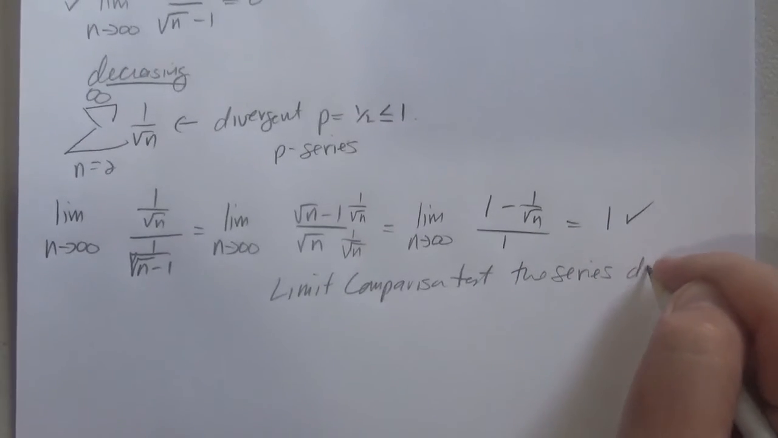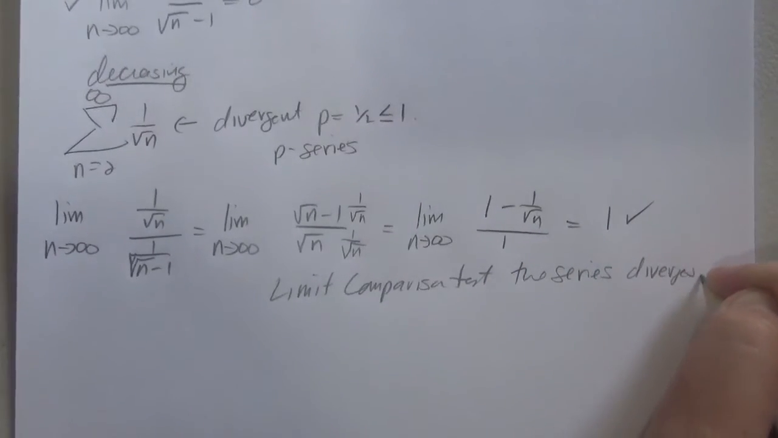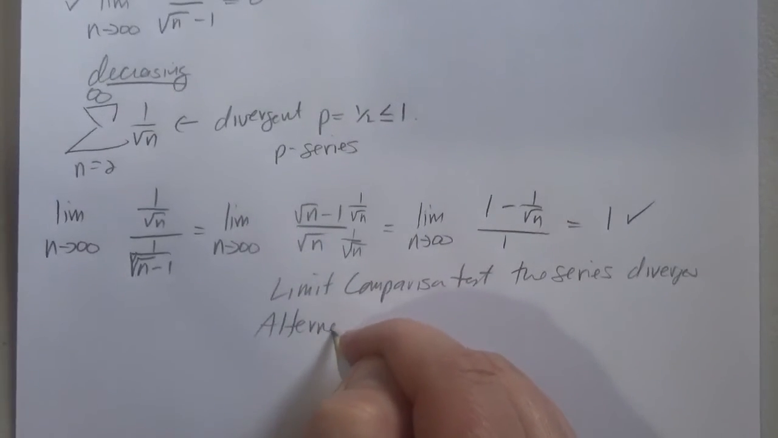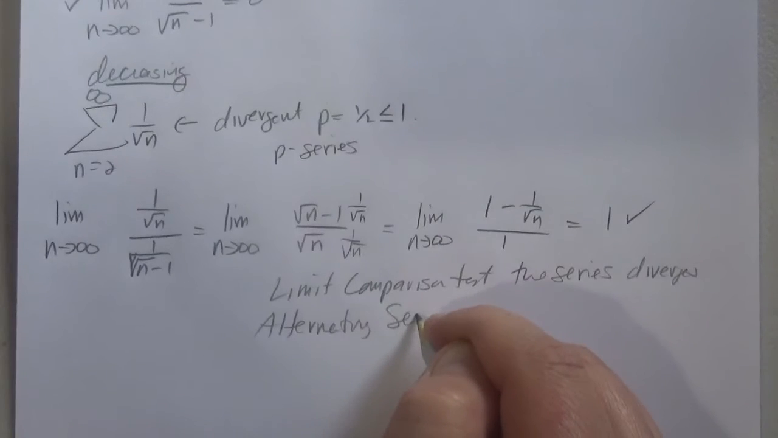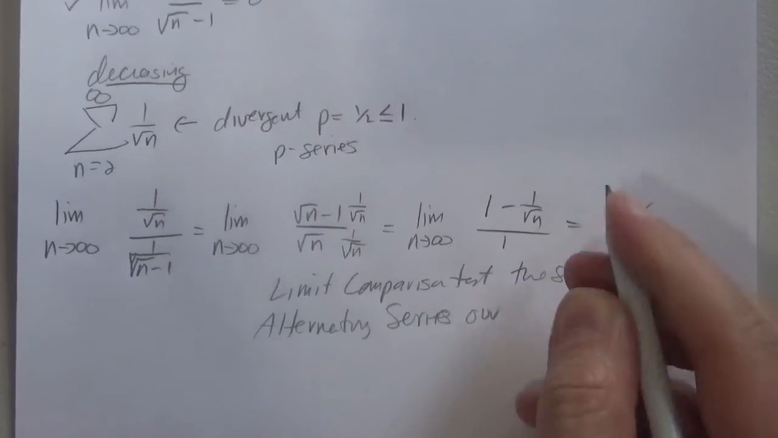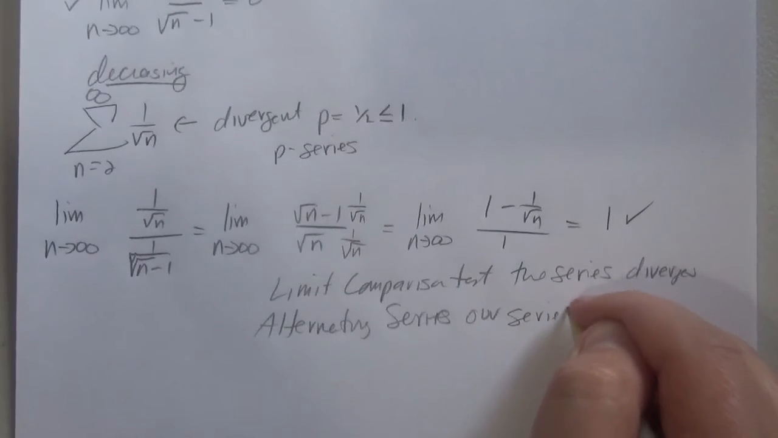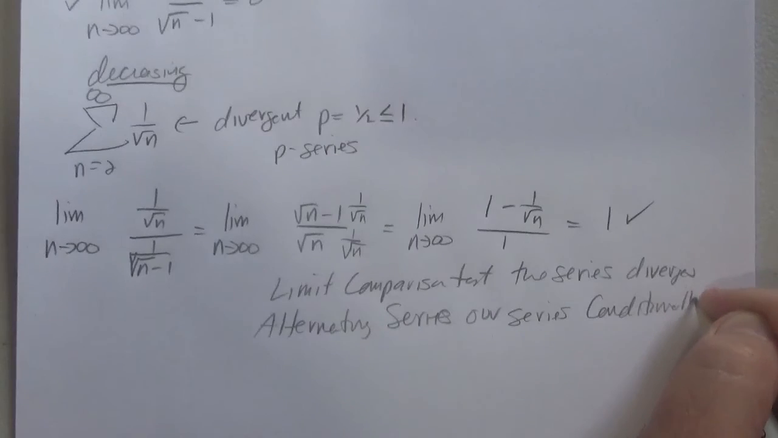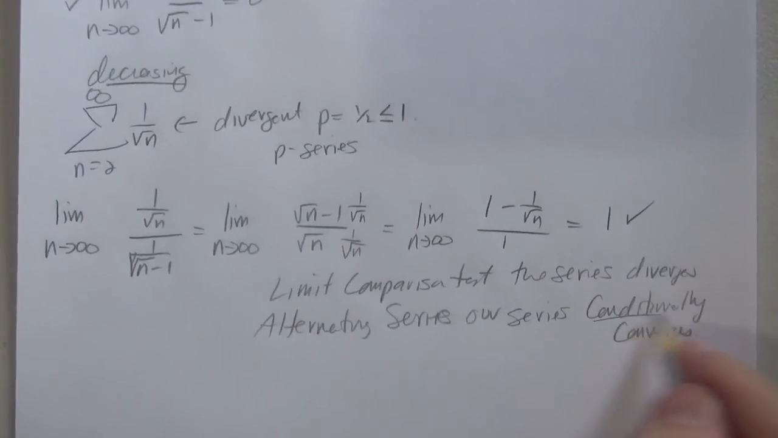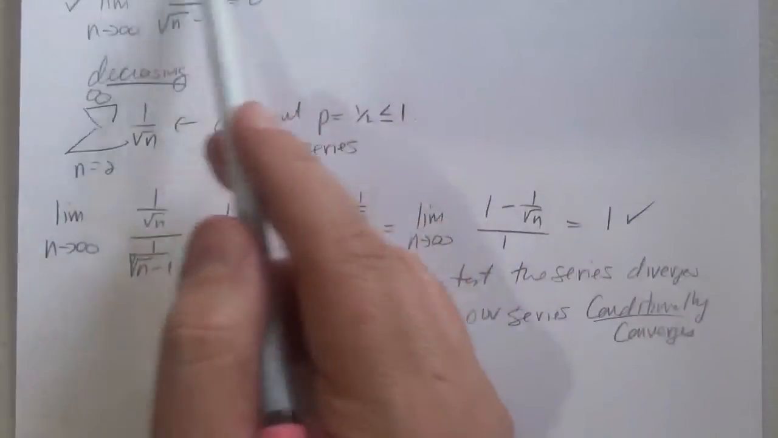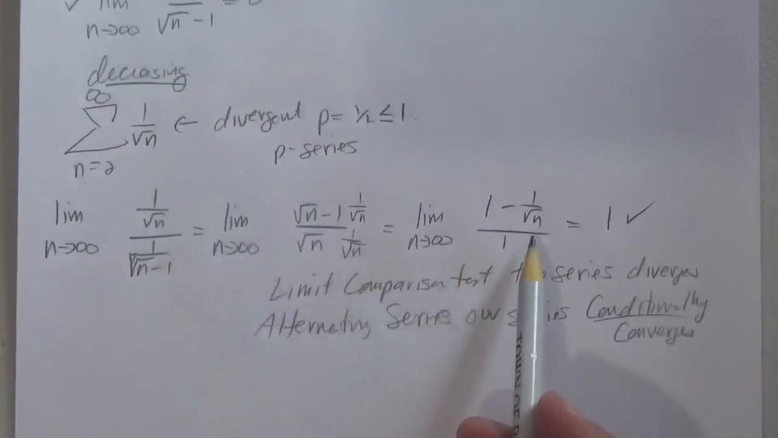the series diverges, and therefore the alternating series, our series, conditionally converges. Why does it conditionally converge? Because without the positive negativeness, this series would not converge, right? Because it diverges by limit comparison test.